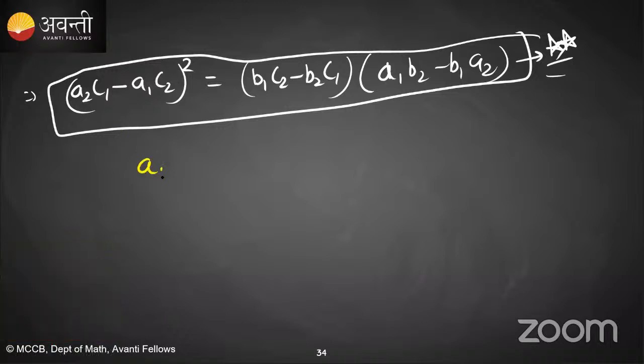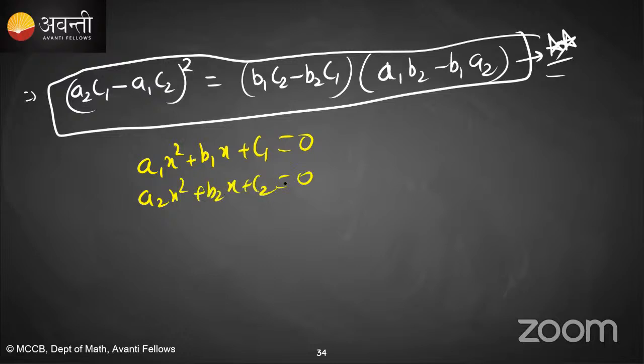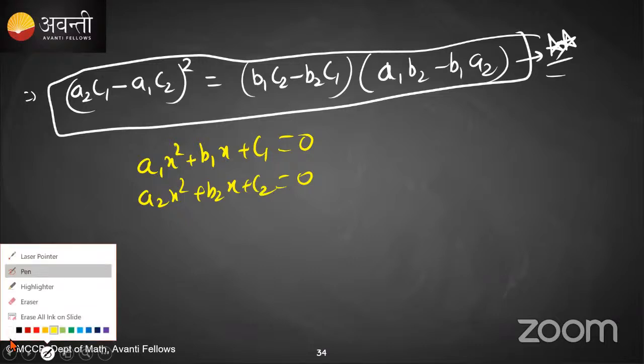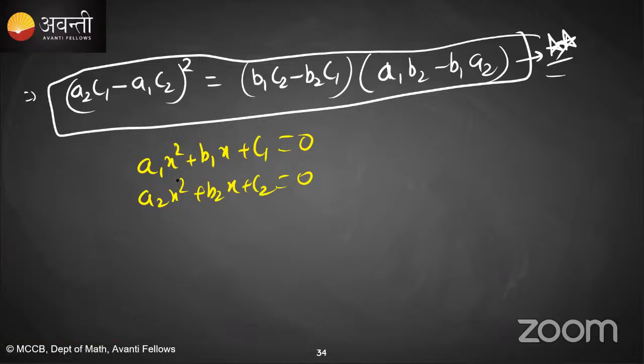क्वाड्रेटिक इक्वेशन क्या थी? a1x square plus b1x plus c1 is equal to 0, a2x square plus b2x plus c2 equal to 0. Okay, everyone pay attention. Now I am telling you the trick to remember this formula. Okay, that is the trick that I also use. Okay, so what do you do? Write down the quadratic equation like this.